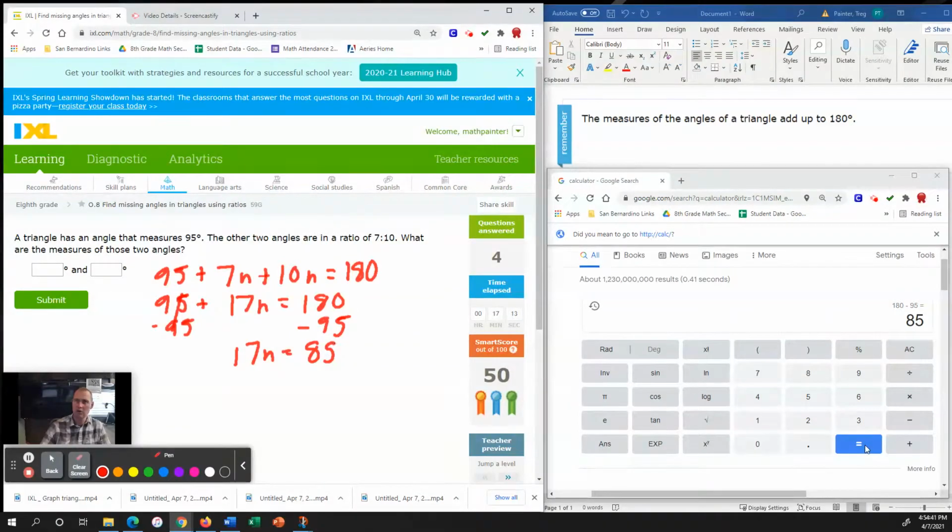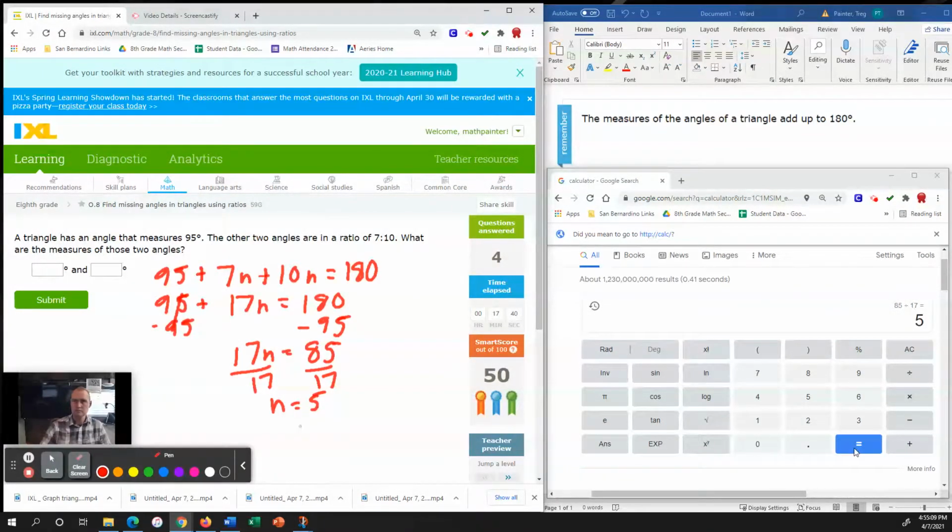Now, I'm not hoping for a decimal, so I'm looking for a whole number. So I'm hoping that 85 divided by 17 kind of looks like 5. That's what I'm hoping for. So 85 divided by 17. Whew, it's 5. That's good. If you get a decimal, something's probably wrong. These should be whole numbers. All right, so let's show this last step. Divide 17, divide 17. n equals 5.